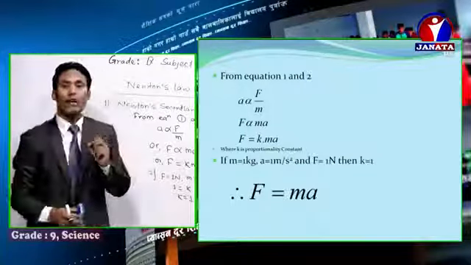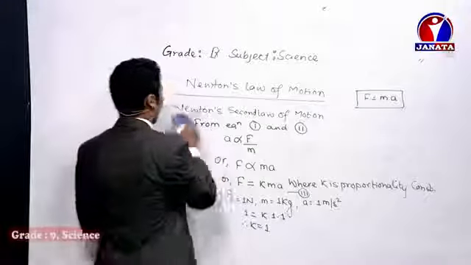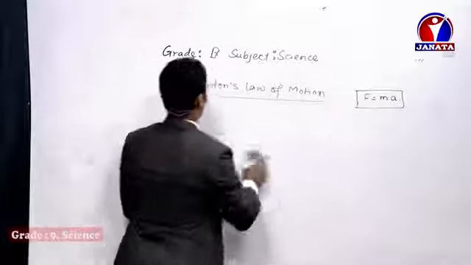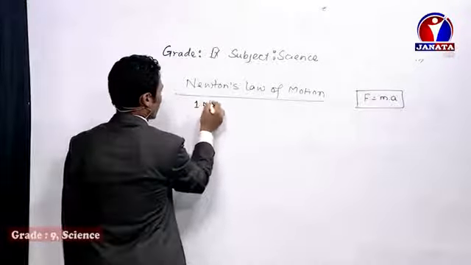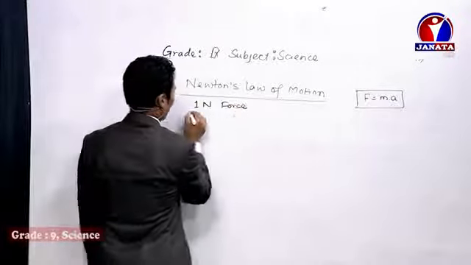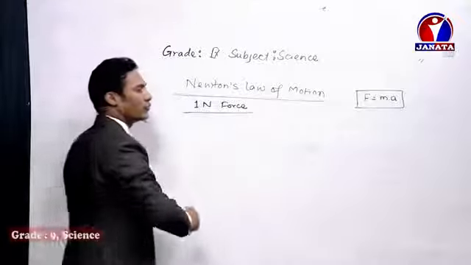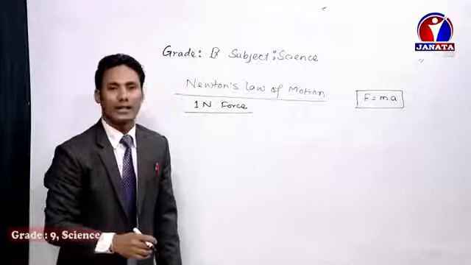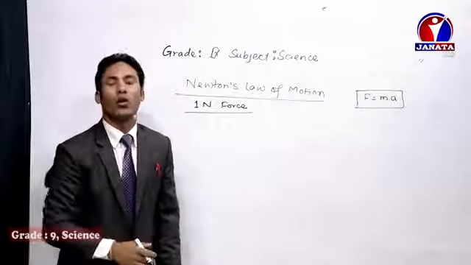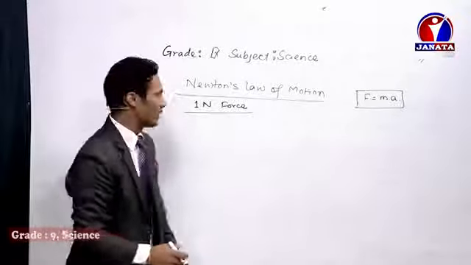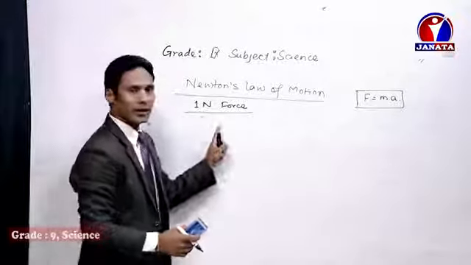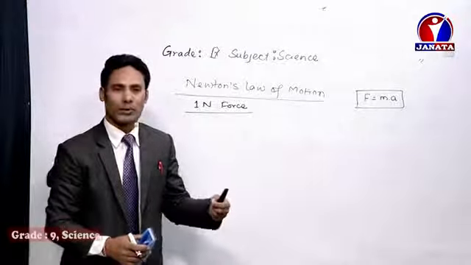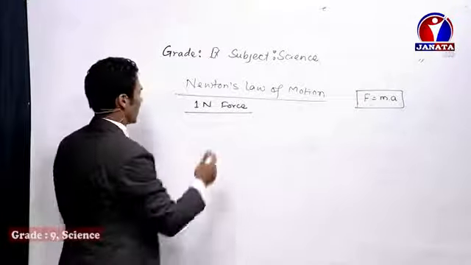Now let's define the 1 Newton force. So how we can define this 1 Newton force? This 1 Newton force is the amount of force applied on the object of 1 kg to accelerate it by 1 meter per second square. That means if I apply the 1 Newton force, then a 1 kg object gets accelerated by 1 meter per second square. So let's define this.